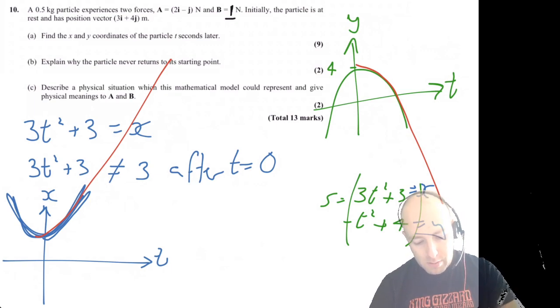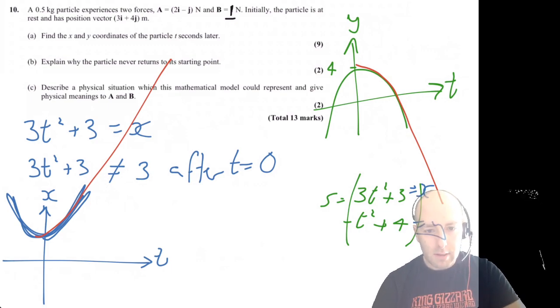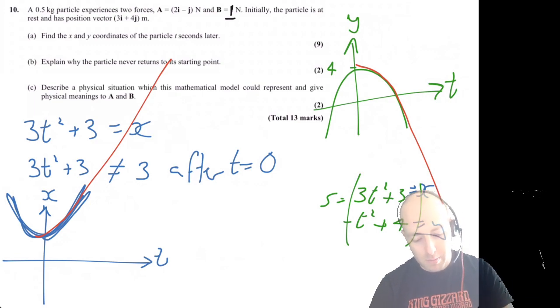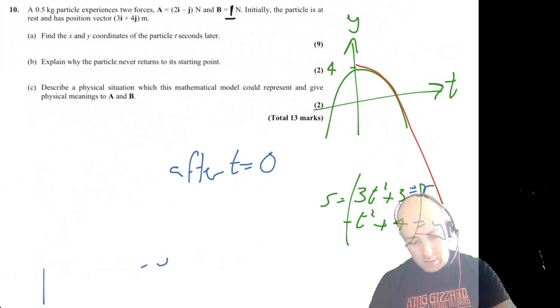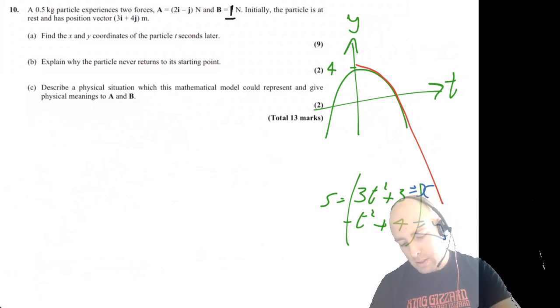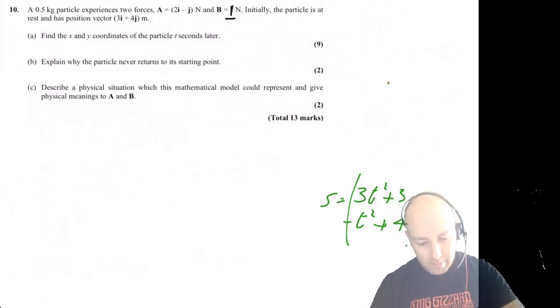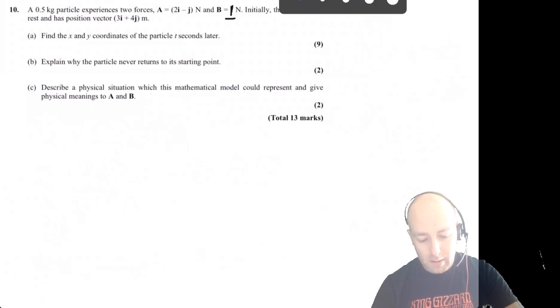Okay, describe a physical situation which this model can represent. That's interesting. What have you guys got? Let's see what you come up with. I'm just thinking of rockets, but that's me, isn't it? What physical situations could represent something that looks like that? Any ideas?